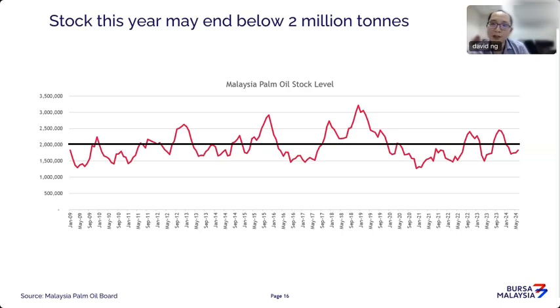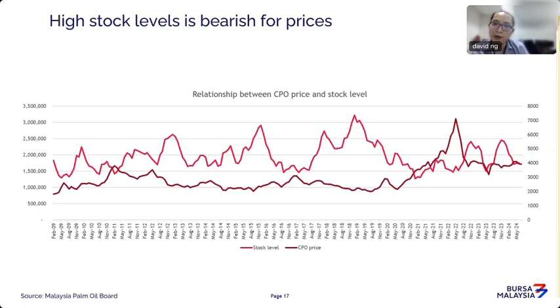Now, in a rising stock environment or rising inventory, prices find it very difficult to move higher. Just to overlay this chart, you can see the stock levels against the CPO price. Whenever you see high stock levels, that tells you that CPO price is not going to go higher. Now, this is where we are. You can see that stock levels are slowly coming down. That's why CPO prices are well supported. It's an inverse relationship. So high stocks is never good for prices. Low stocks is usually good for prices.